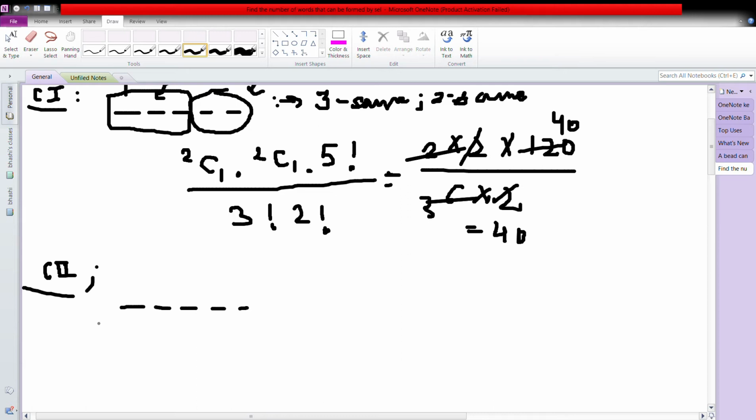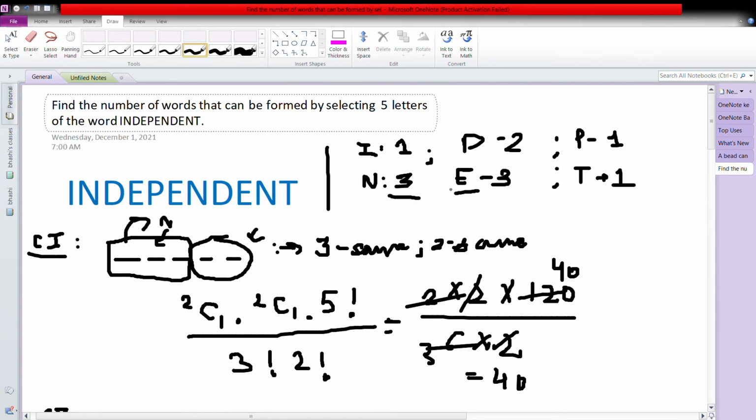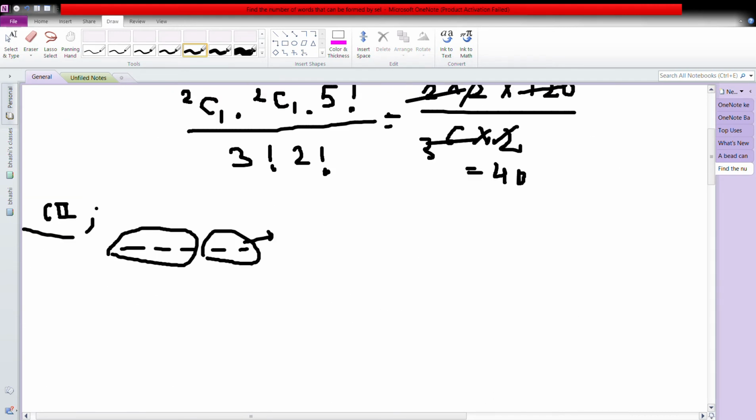5 places. So what if the first 3 places get the same letters of one kind, and these two are different? Because I, P, T are only distinct letters, they are not repeating, so they must also get a chance. So let's say that these three are the same and these two are distinct. Okay, let's see how we can make it.